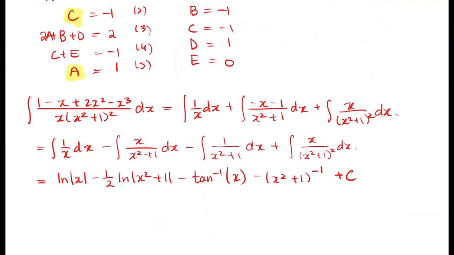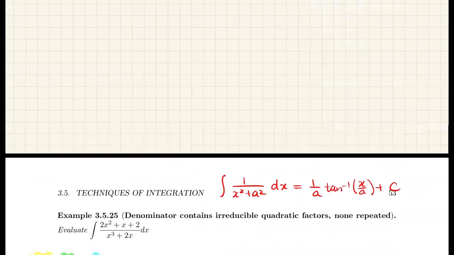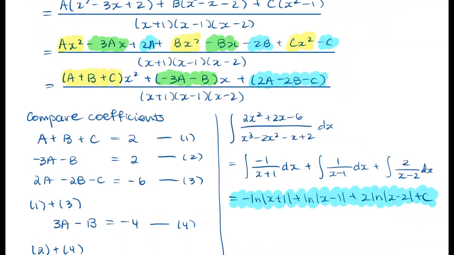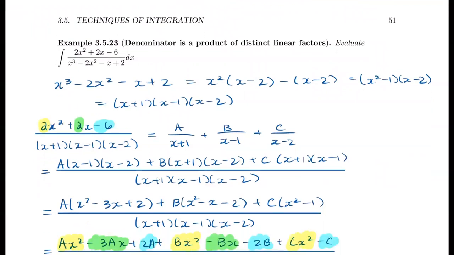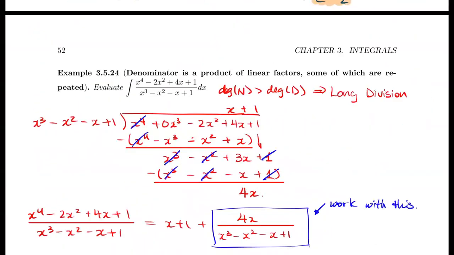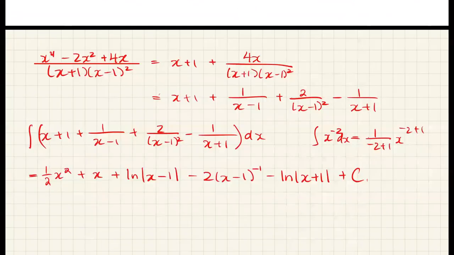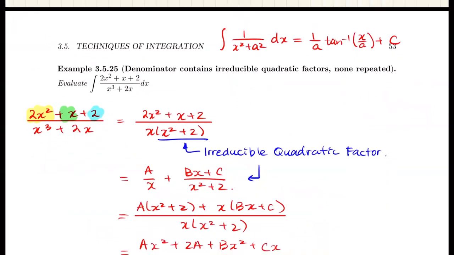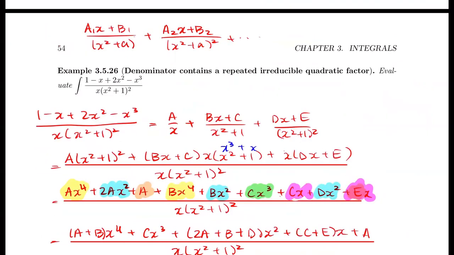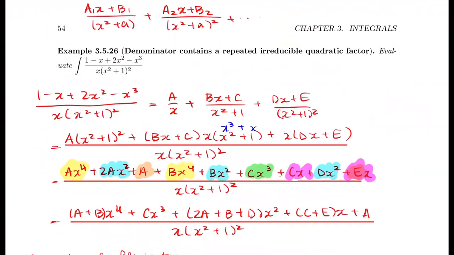Okay, so the first example that we covered here was the one where we had all distinct linear factors. The second one is where we had repeated linear factors. And then as for the third one, we looked at irreducible quadratic factors, where we would write a linear term on the top and the irreducible quadratic factor on the bottom. And the last one was repeated irreducible quadratic factors. So those are the 4 cases for integration of rational functions.